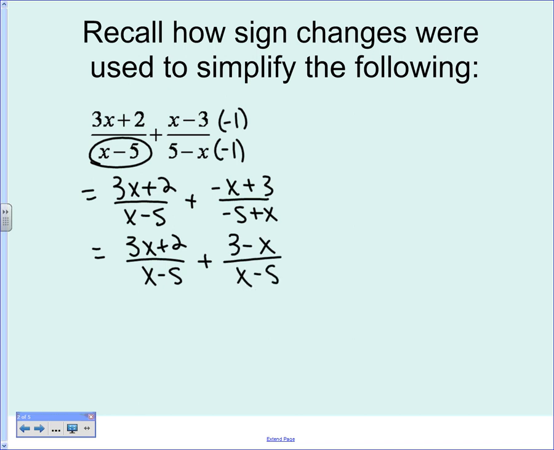So I just rewrote it and switched my terms. Negative 5 plus x is the same thing as x minus 5. Do they have the same denominator now?